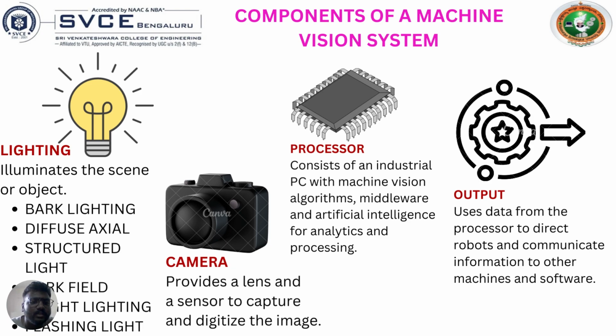In the cameras, the camera provides a lens and sensors to capture a digital image, and the processor consists of industrial PCs, meaning a system on a chip with the machine vision algorithm, middleware, and artificial intelligence for analytics and processing. For output, the system uses data from the processor to direct a robot and communicate information to other machines and software.